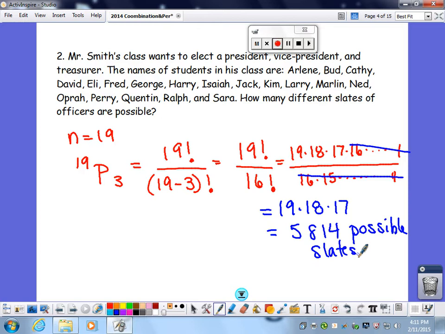Alright, so if order matters, you're going to use a permutation. You change the order, you change the president, that's a permutation. Because that's the hardest part about this. The arithmetic is not that difficult. It's deciding which one you're going to use, a combination or a permutation. Alright, let's look at another example.